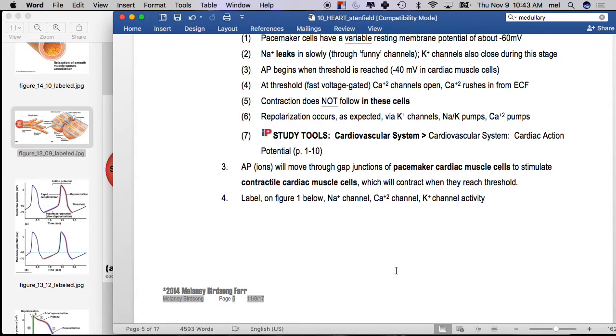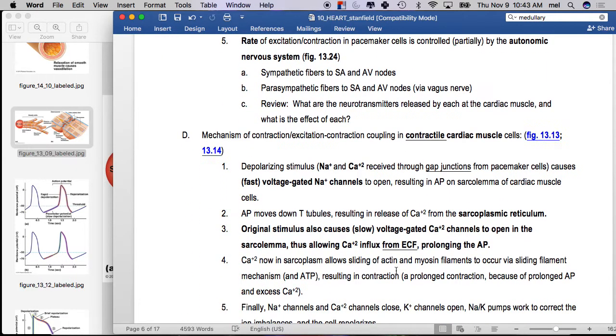Okay, so now what does the sympathetic nervous system do to this? If you are consistently generating your own action potential, then why do you need a sympathetic or a parasympathetic nervous system, and what can it actually do to this system?